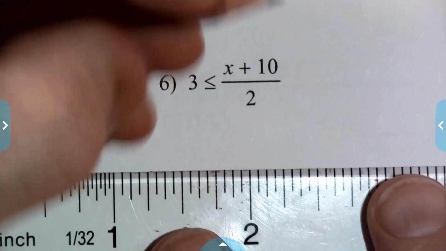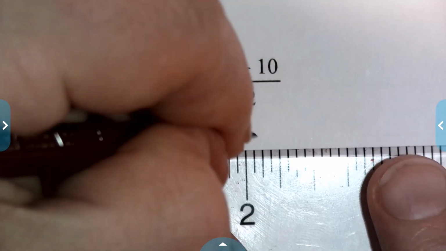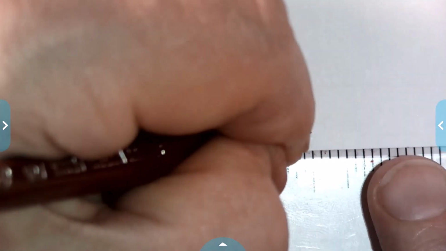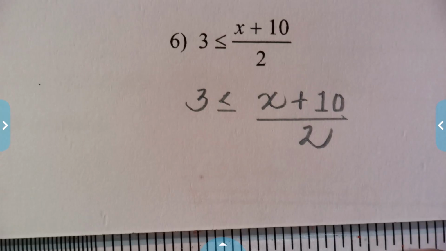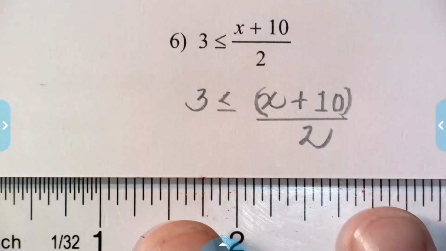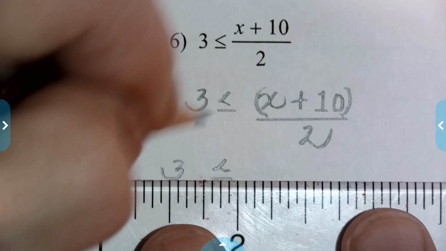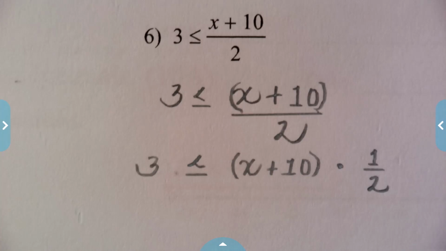Number 6. First let's solve the sucker. We got 3 is less than or equal to (x plus 10) over 2. Fair enough. So what I'm going to do is do what I did before. I'm going to group the x plus 10 and tear the fraction apart and say 3 is less than or equal to x plus 10 in parentheses times 1 over 2. It's the same thing. You're able to just tear the fraction apart like that.